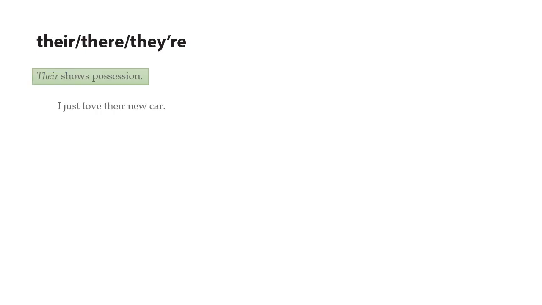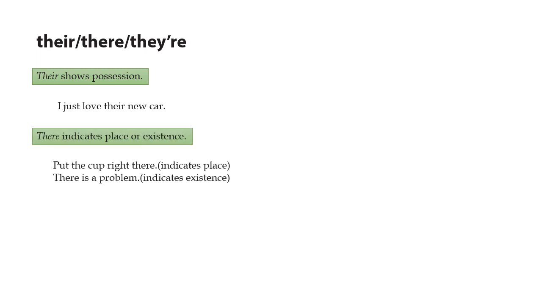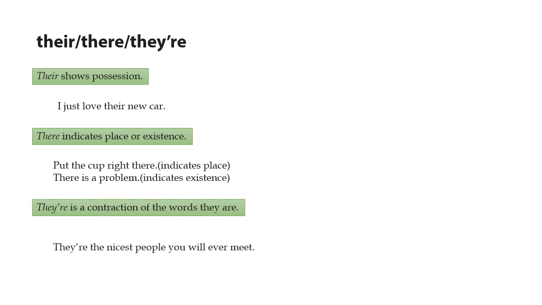There, their, and they're. So their shows possession. I just love their new car. Some people remember this because this is the only version that has I in it, and I like to possess things. THERE indicates place or existence. Put the cup right there, that's indicating place, or there is a problem, indicating existence.